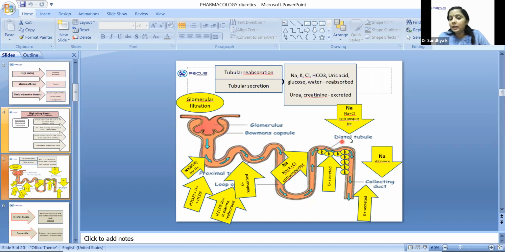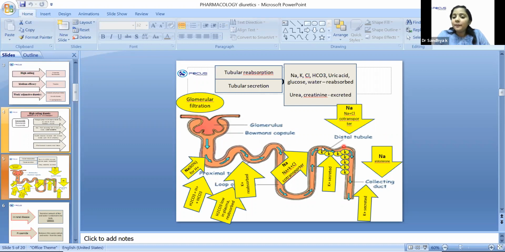Now moving to the next area, the distal tubule, we have the sodium chloride co-transporter, which will also promote the absorption of sodium back into the body from this fluid. Now you can see in the cells lining the distal tubule it is written potassium. Actually, the cells lining the distal tubule and collecting duct have potassium. Potassium will just wait there.